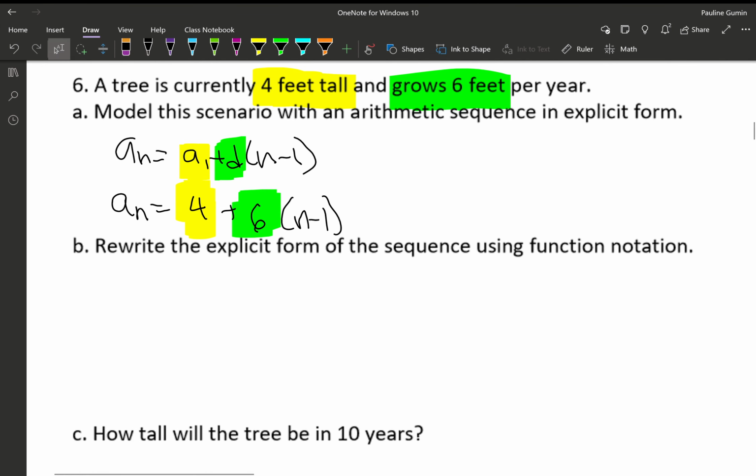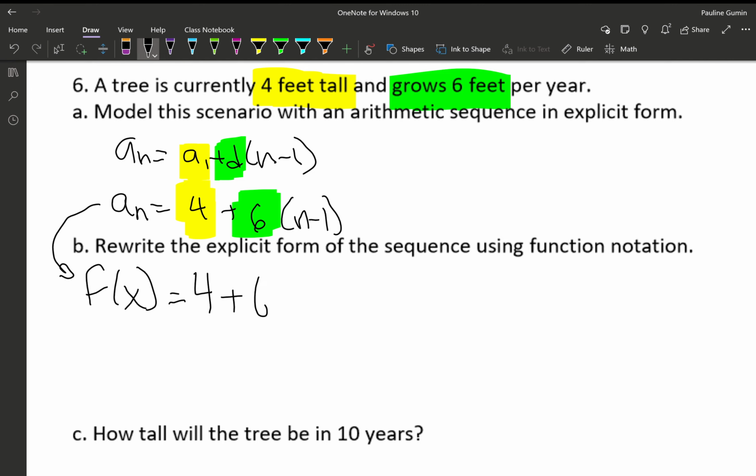B. Rewrite the explicit form of the sequence using function notation. Okay, that means we have to use f of x. No more n's, just x's. So instead of an, I'll have f of x. 4 stays 4 because it's a number. Same with 6, but the n changes to an x.